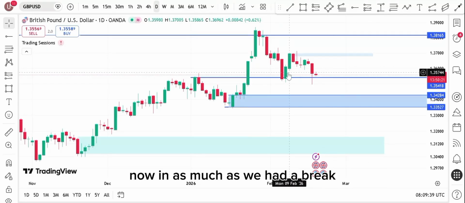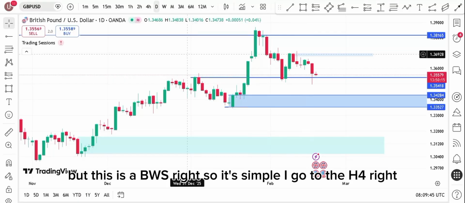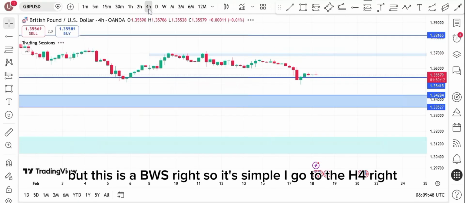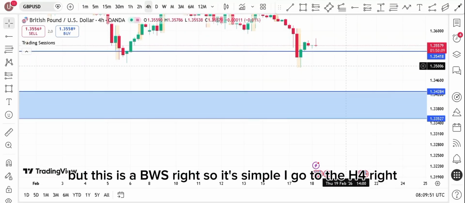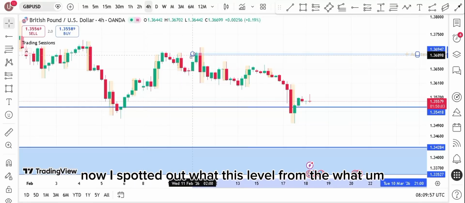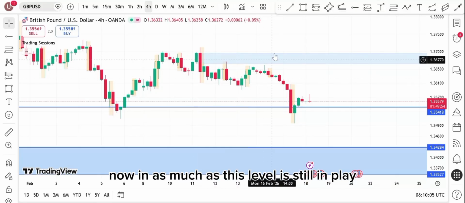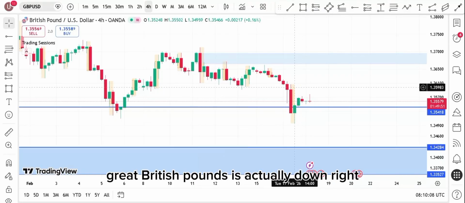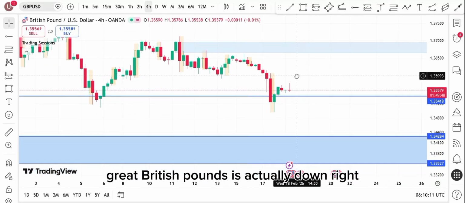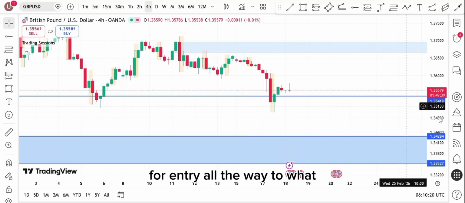Now, in as much as we had a BOS right here, the candle did not close, right? But this is a BOS, right? So it's simple. I go to the H4 time frame. Now I spotted this level from the daily time frame. In as much as this level is still in play, Great British Pounds is actually down, right? So we might see a push all the way to this level. So we are looking for entries towards this level.